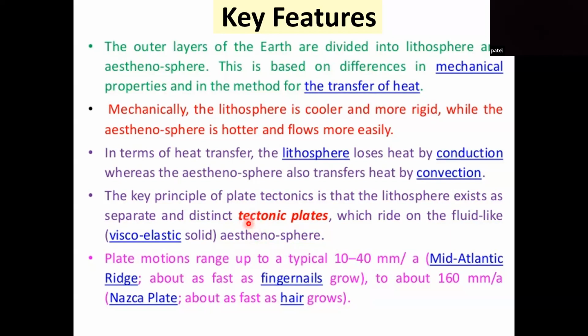So this lithosphere is known as the tectonic plates, which ride on the fluid-like viscoelastic solid asthenosphere. These plates are fragmented, and they are moving. The rate of movement of the plates ranges from 10 to 40 millimeters, for example at the mid-Atlantic ridge. At the middle of the Atlantic Ocean there is a ridge, and there the rate of movement varies from 10 to 40 millimeters.